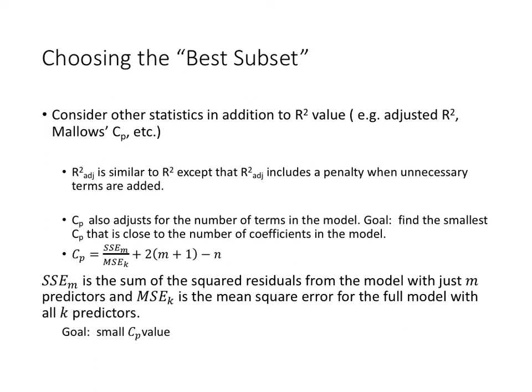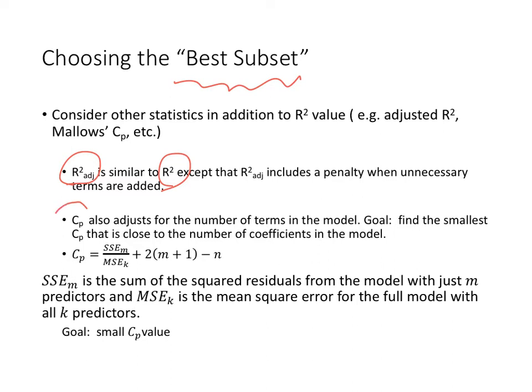Okay, so remember then, if we want to choose the best subsets, when we're looking at all that output I just showed you when we got the best subsets output, we know that we can look at R squared adjusted and we can look at R squared. Remember that R squared adjusted gives a penalty when unnecessary terms are added.